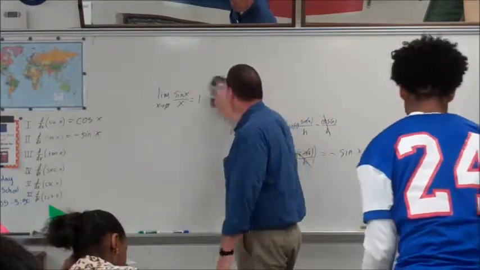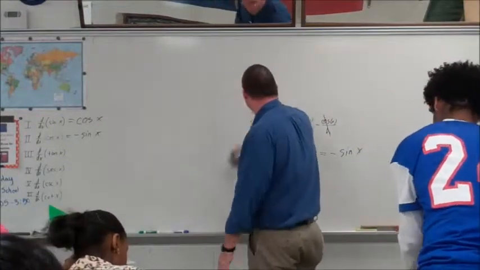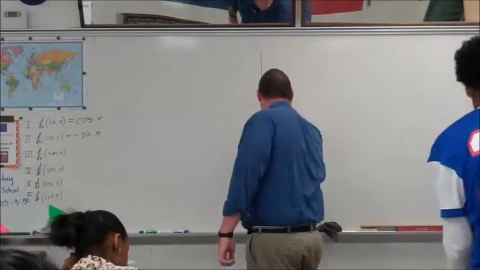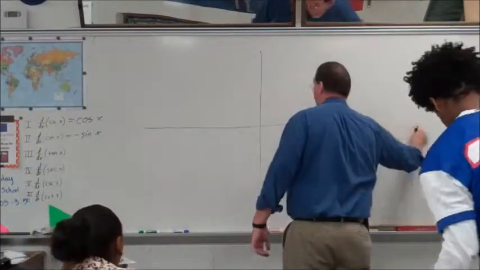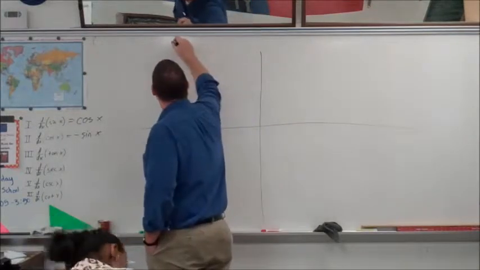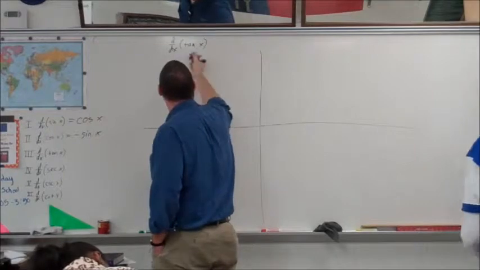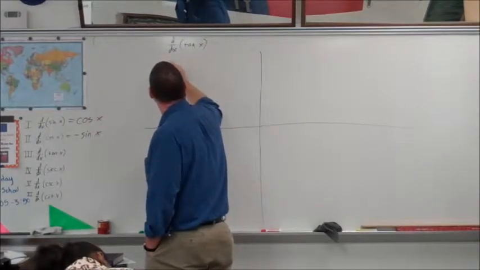All right, now, to do the rest of the derivatives, we're just going to use the quotient rule. In fact, I'll just do all 4 of them on the board. Here we go. We're going to do the derivative of tangent. So d dx of tan x. Tangent is sine over cosine.